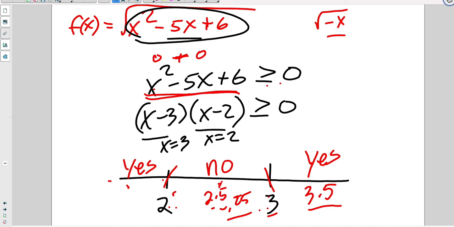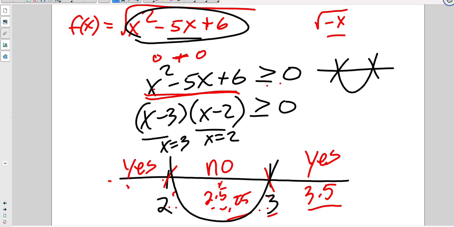So what this is telling me is the graph looks something like this. Okay? In fact, specifically like this. It's going to cross the x-axis at 2 and 3. In the middle here, 2.5, that's going to be the lowest it can possibly go. And I checked that number, that was negative 0.25. So this is going to help us with our domain.